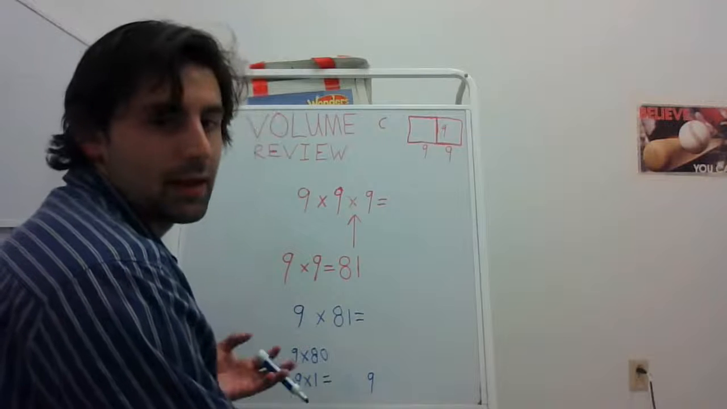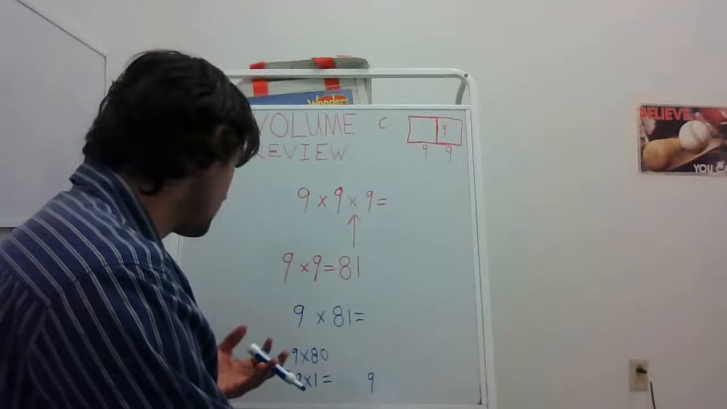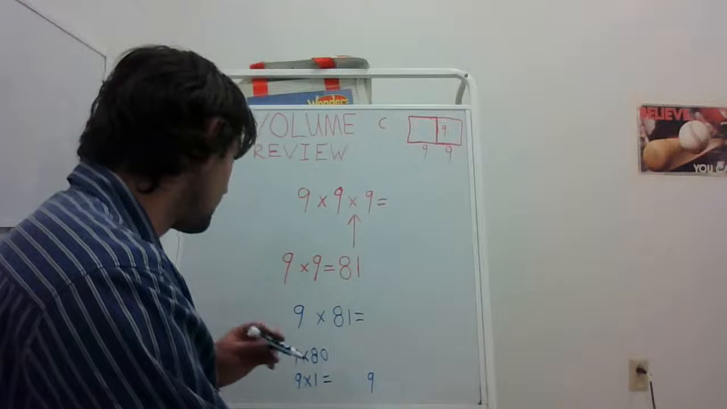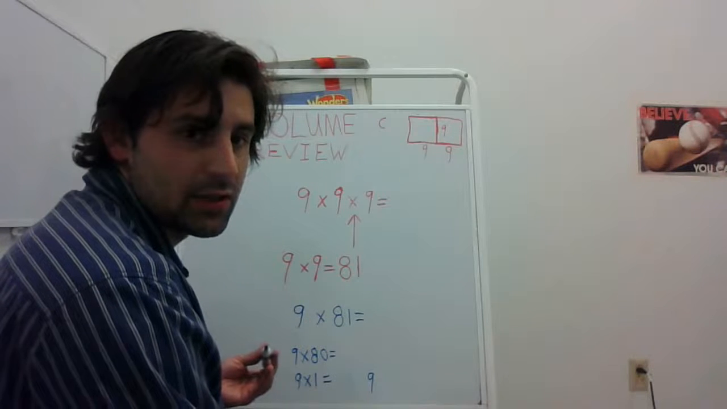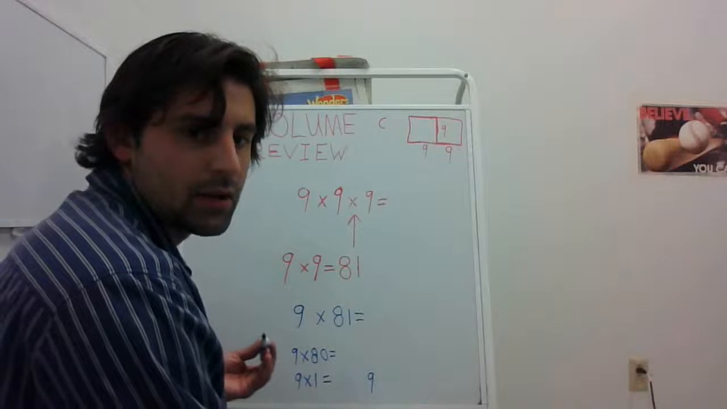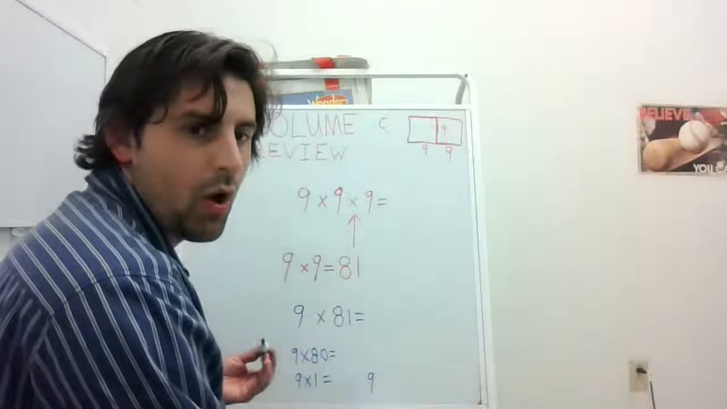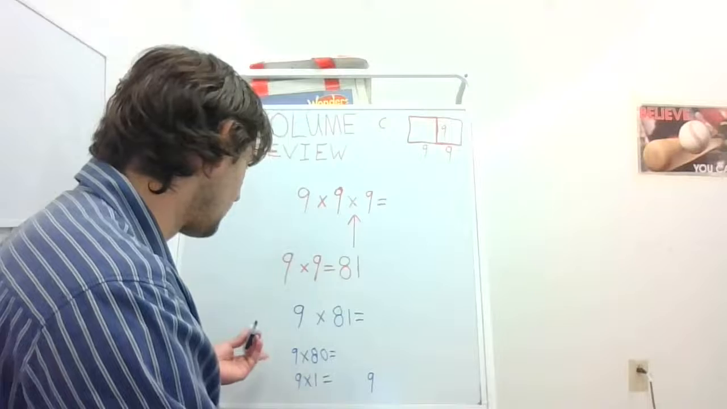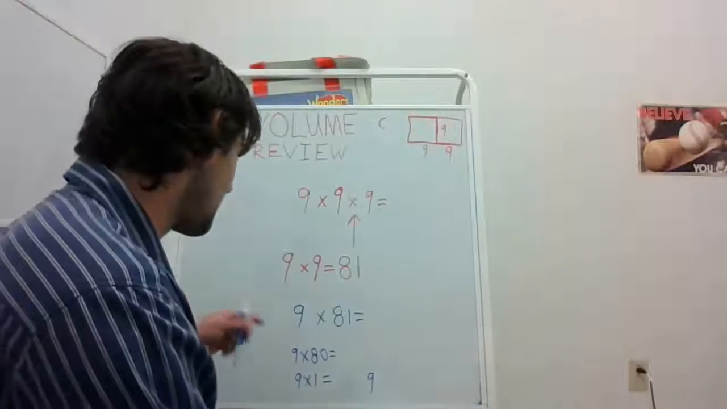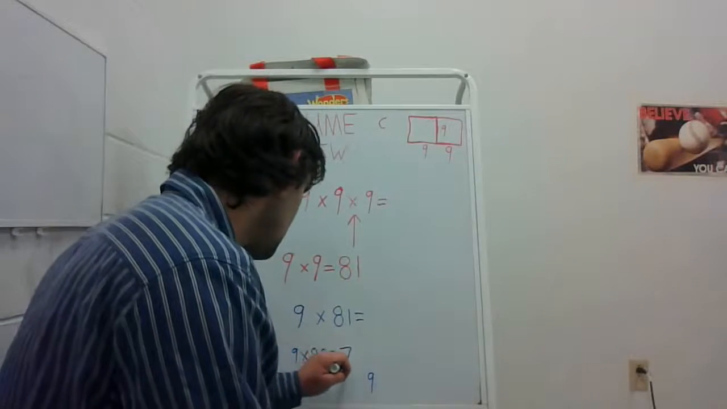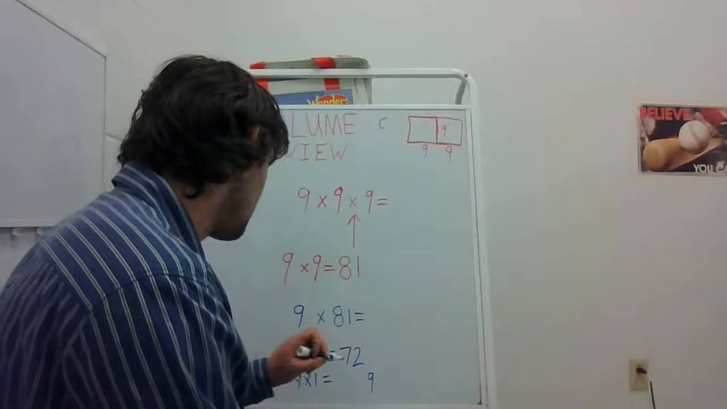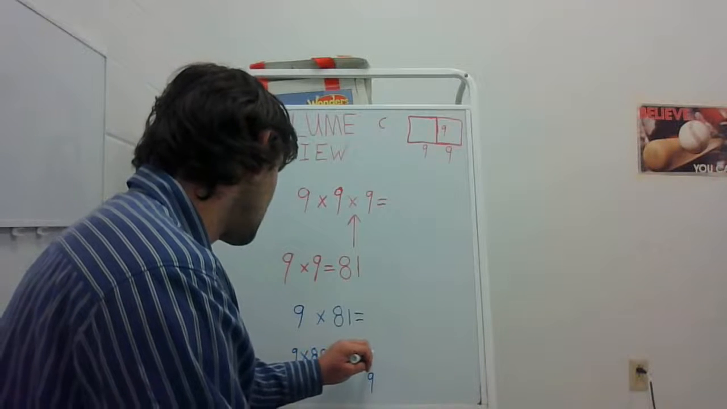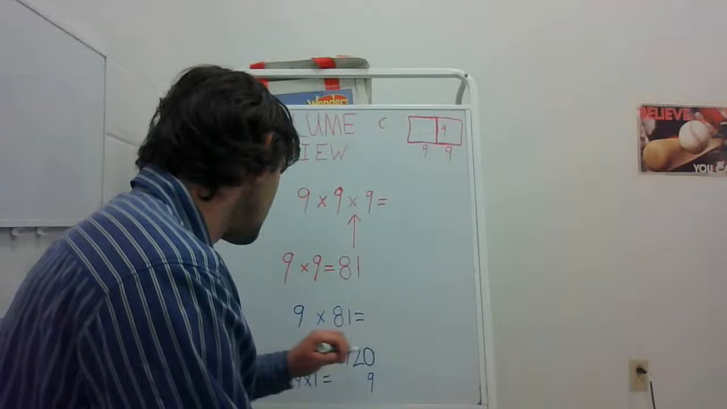Now, whenever you're multiplying a number that ends in zeros, you can just do the single-digit multiplication and add a 0 to your answer. Because I'm multiplying 9 times 80, I'm going to multiply 9 times 8 and add a 0 to my answer. So 9 times 8 is 72. If I add a 0 to my answer, I'll have the answer for 9 times 80, which is 720.